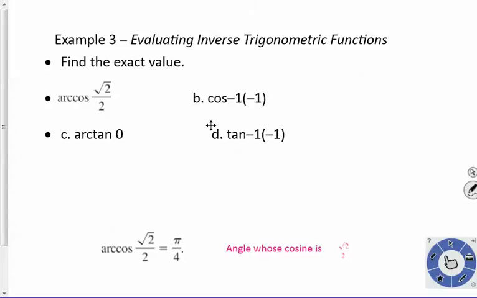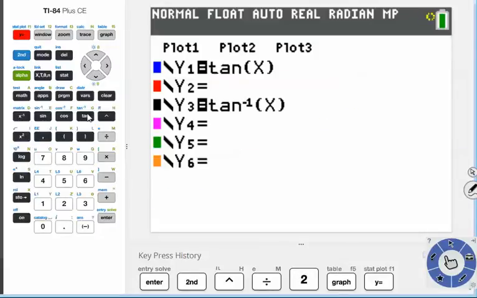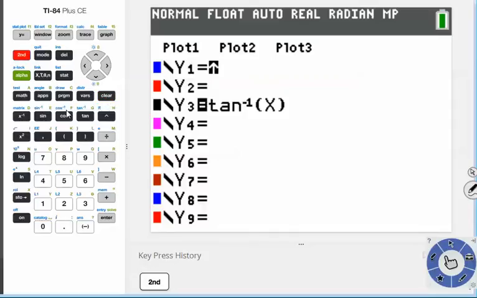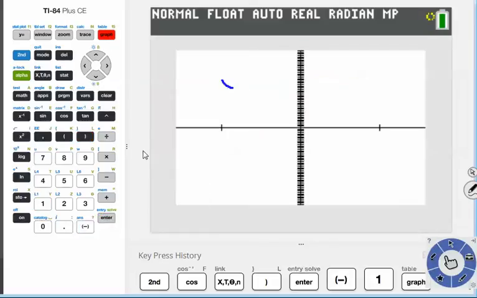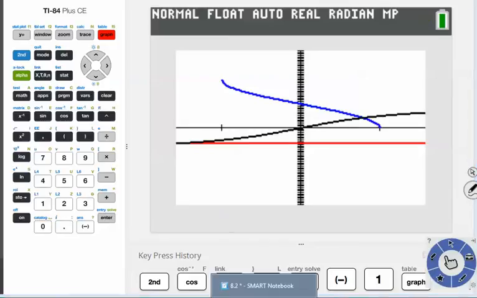In fact, you can use your grapher and graph this. If we do the arc cosine of x and look at where it's equal to negative 1, and we hit graph, here's the arc cosine, and it looks like there's nowhere, because you can't have that, if that makes sense.